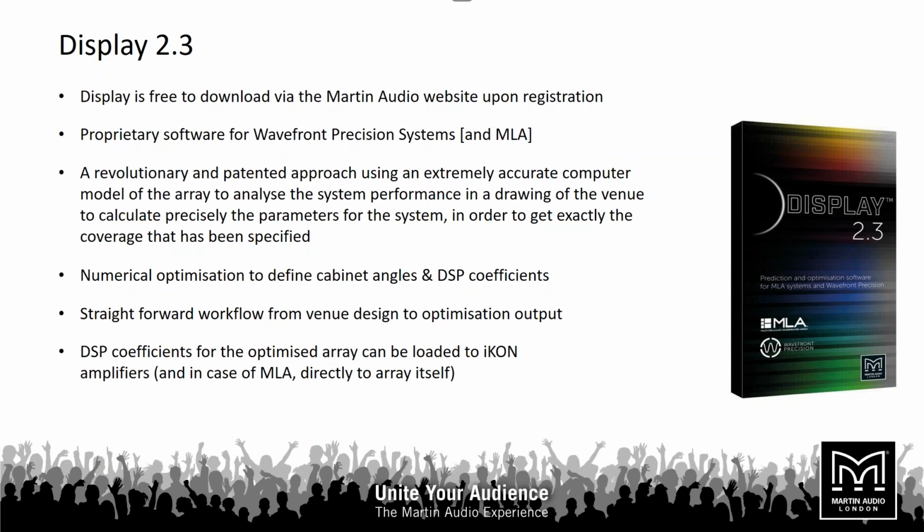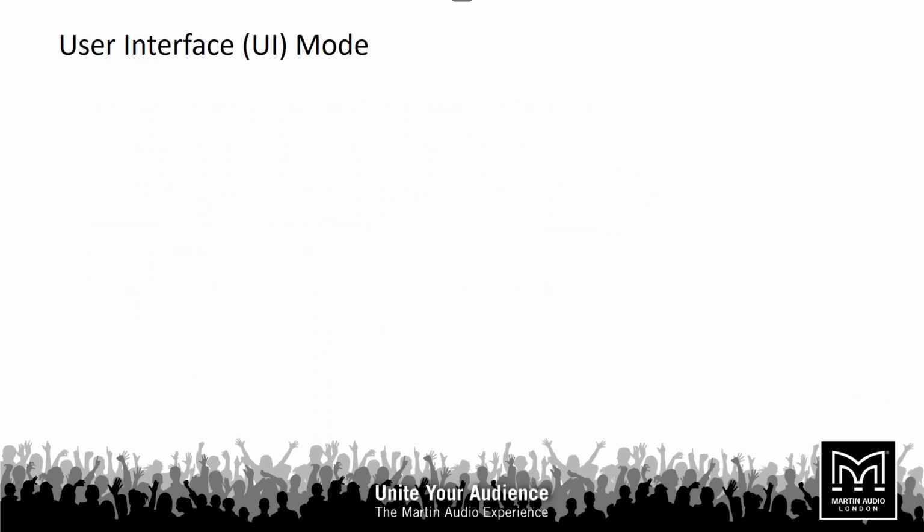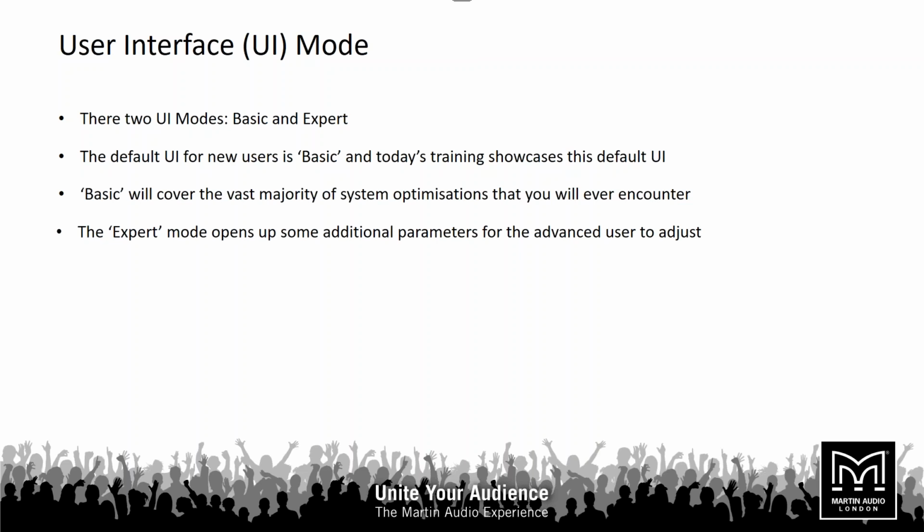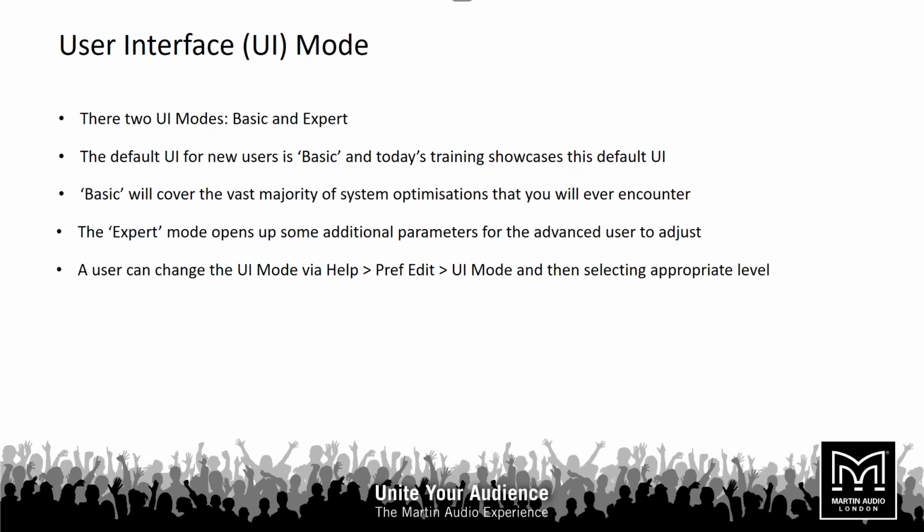So the user interface, there are two UI modes, Basic and Expert. The default UI for new users is Basic, and today's training showcases this default UI. Basic will cover the vast majority of system optimizations that you will ever encounter. The Expert mode opens up additional parameters for the advanced user to adjust. A user can change the UI mode via Help, Preference Edit, UI mode, and then selecting the appropriate level.